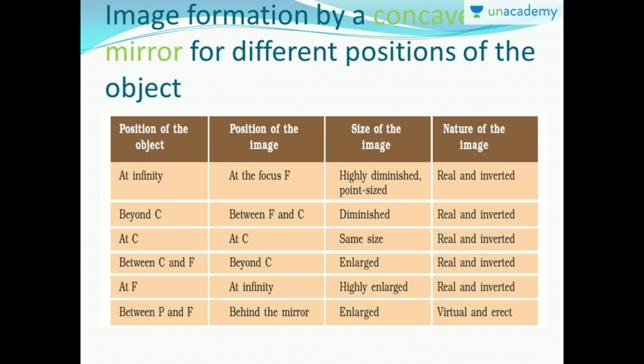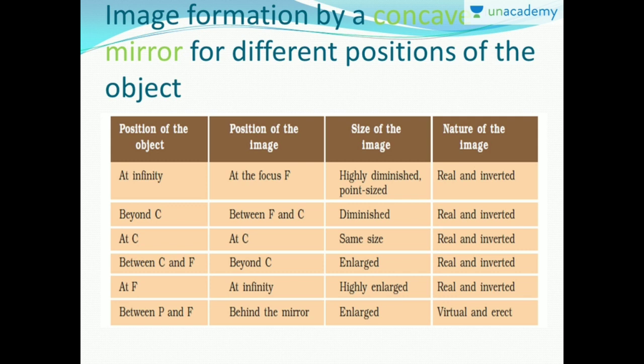Now the next case, between the center of curvature and the focus. In that case the position of the image will be beyond the center of curvature, and obviously the size of the image will be enlarged. You can clearly see it in the next slide when you see the ray diagram, and again it will be real and inverted. And the last one, between the pole and the focus. This time the position of the image will be behind the mirror, quite like the convex case. The size of the image will be enlarged, magnified, and the nature of the image will be virtual and direct. It has to be virtual now because the side will be changed.